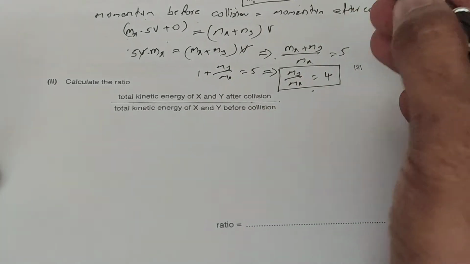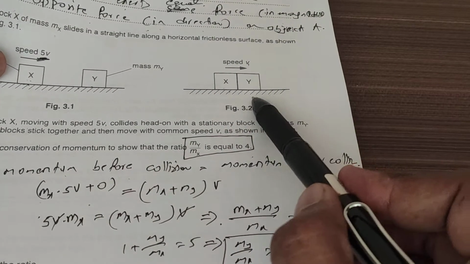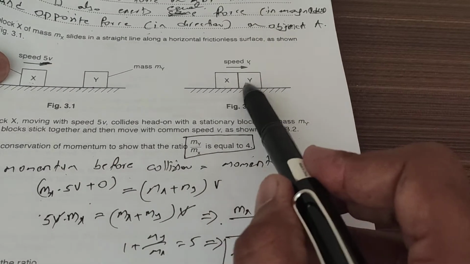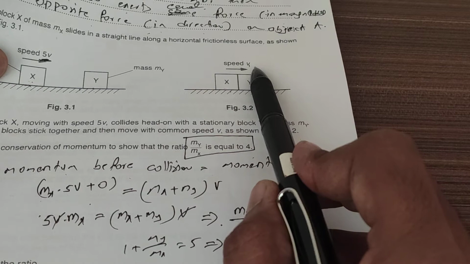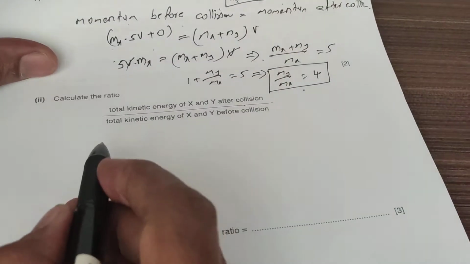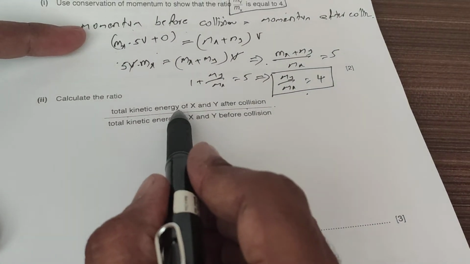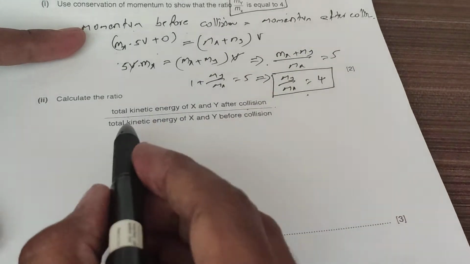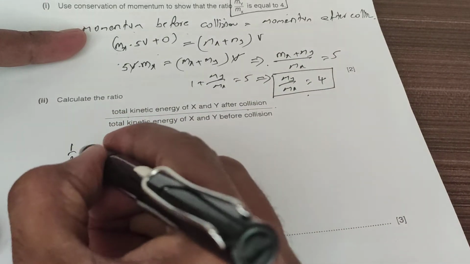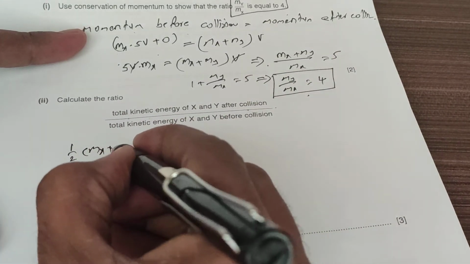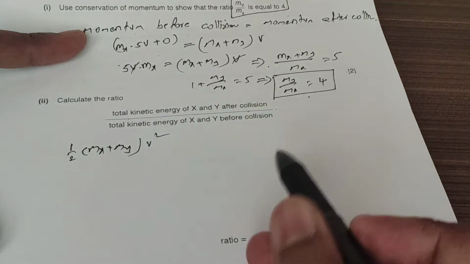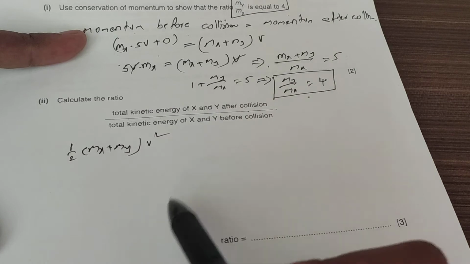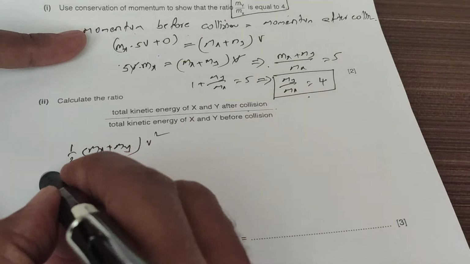So after collision is this one. They are moving, they are sticking together. The total mass will be mx plus my, and then they are moving with the velocity v, which means the numerator, the total kinetic energy of x and y after collision, will be half total mass, which is mx plus my, times v squared. They are moving with the velocity v, that's why it will be v, because the kinetic energy is half mv squared, right?